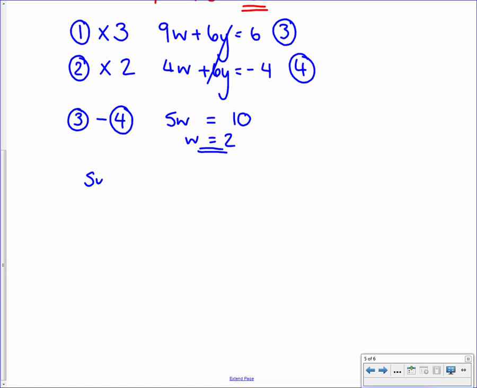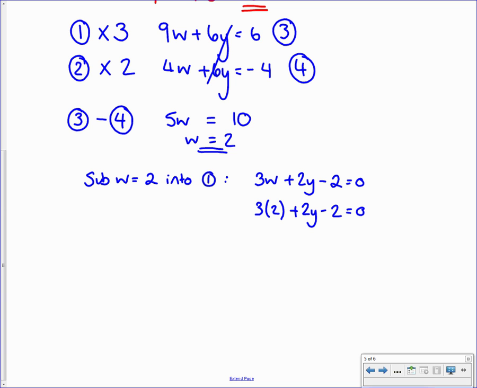Again, substitute this one in. So to substitute w equals 2 into one of the equations, let's go for equation 1 this time. So equation 1 is 3w plus 2y minus 2 equals 0. If we put w equals 2 in this, we get 3 lots of 2 plus 2y minus 2 equals 0. So that gives us 6 plus 2y minus 2 equals 0, which leaves you with 2y plus 4 equals 0. Now we can solve this by taking 4 away and dividing by 2. So we get 2y equals negative 4, so y equals negative 2.